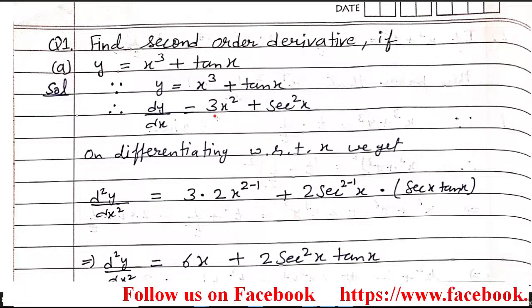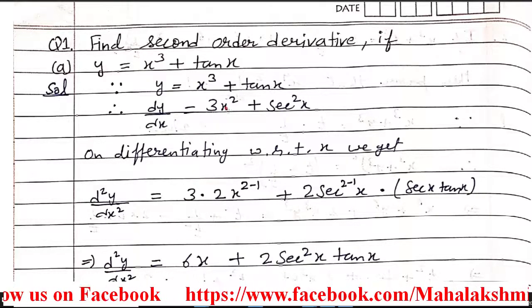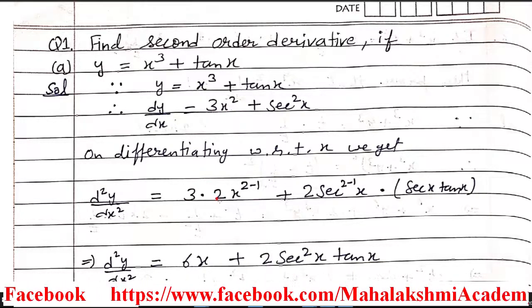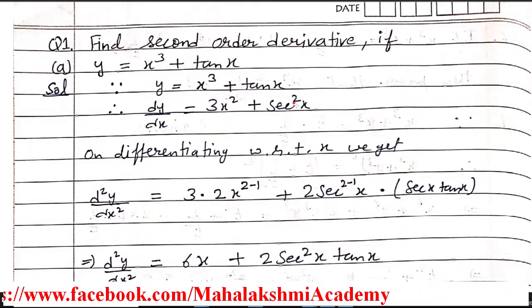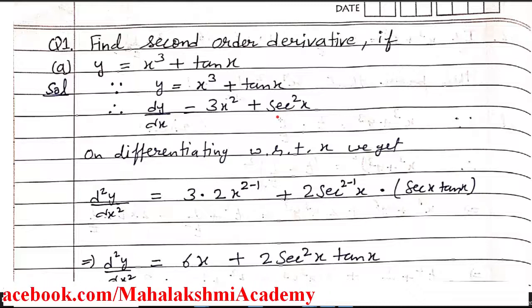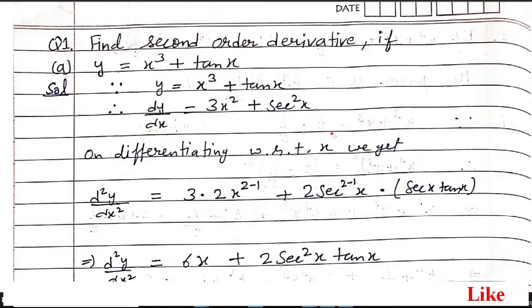So when we differentiate, 3 will behave as a coefficient, so 3 will come in front. x to the power 2 you have to differentiate, so just use the n x to the power n minus 1 formula, and this sec square 10x you have to differentiate. First it will behave as x to the power n, that is n x to the power n minus 1. Then according to the chain rule you have to differentiate sec 10x again. So the differentiation of sec 10x is sec 10x tan 10x.